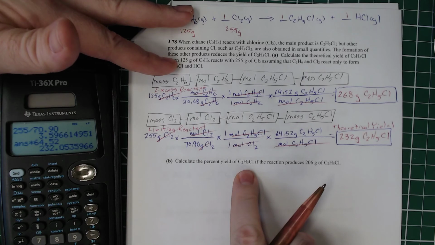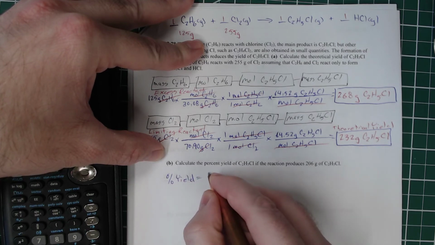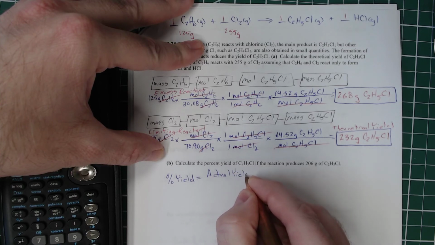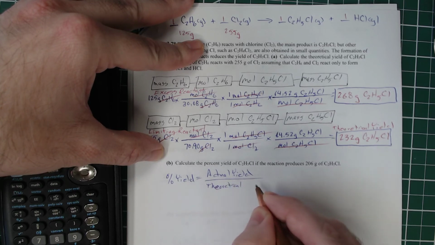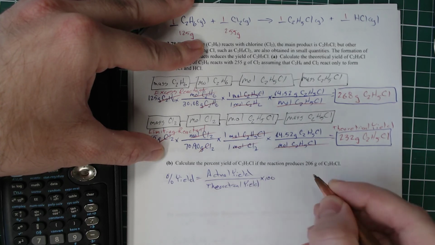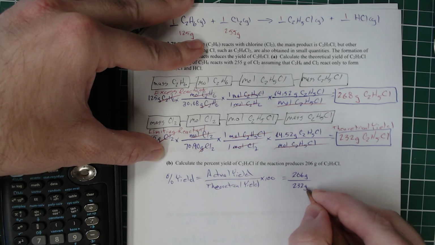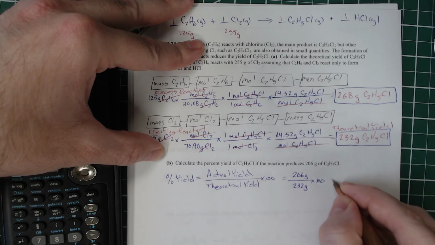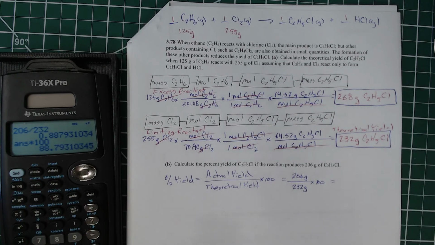So let's calculate the yield, so percent yield is going to be the actual yield, which is given there, divided by our theoretical yield times 100. So in this case, our actual yield was 206 grams. Our theoretical yield is 232 grams. We want to multiply by 100 to make that a percentage. So 206 divided by 232, and then multiply by 100. And we have 3 sig figs, so we're going to call that 88.8.